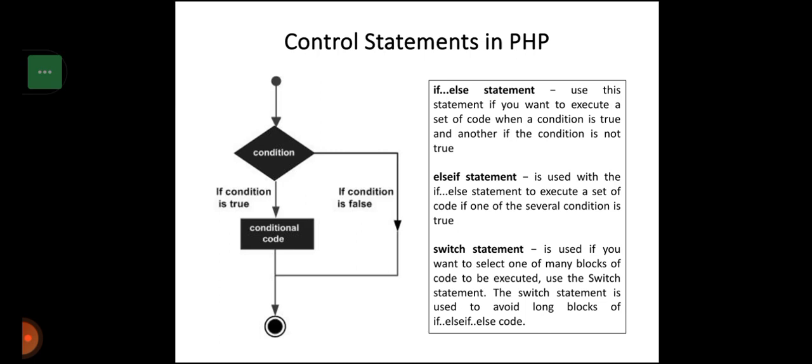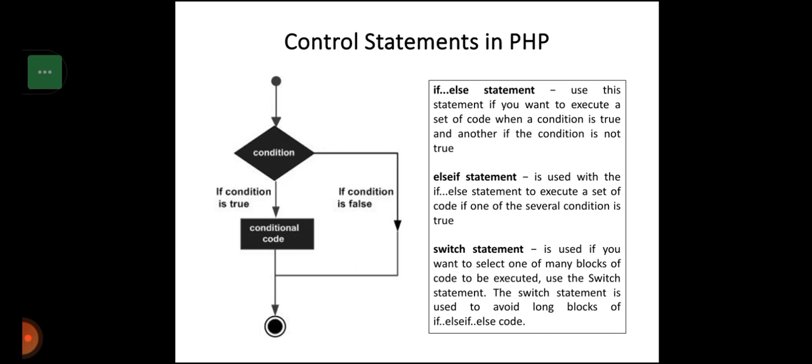Then else if statement. The else if statement is used with the if else statement to execute a set of code if one of several conditions is true. It goes on. If the condition is true, that block will be executed. If it is false, it goes to the next else if. It checks again whether the condition is true or false. If it is true, it will execute it. If it is false, it goes to the next one. Finally, if all the conditions are false, it goes to the else part.